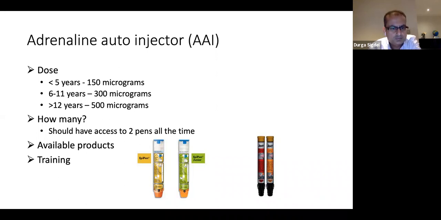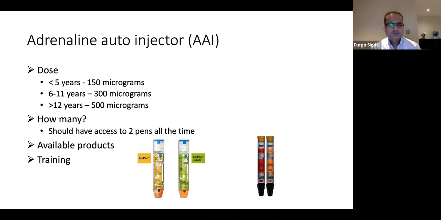There used to be another product called Emerade, which was taken off the market 1.5 years ago because there was some problem. It was not firing the medicine. The benefit of Emerade over EpiPen and Jext is that it comes in 3 strengths: 150 microgram, 300 microgram, and 500 microgram. And Emerade has a longer needle, so especially for big children or obese children, you can give Emerade, which has a longer needle, but it's not available in the market at the moment, but it might come.